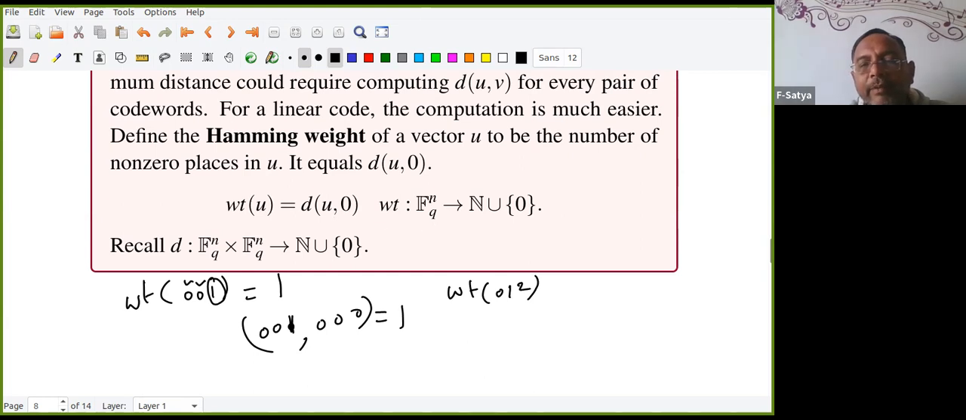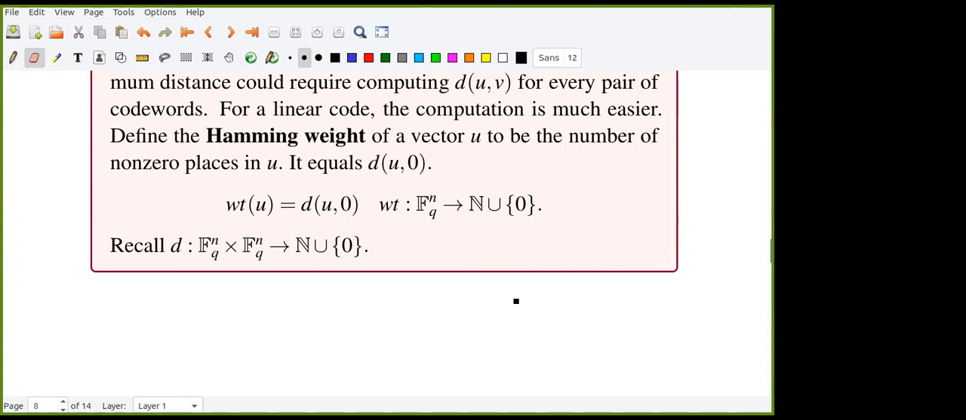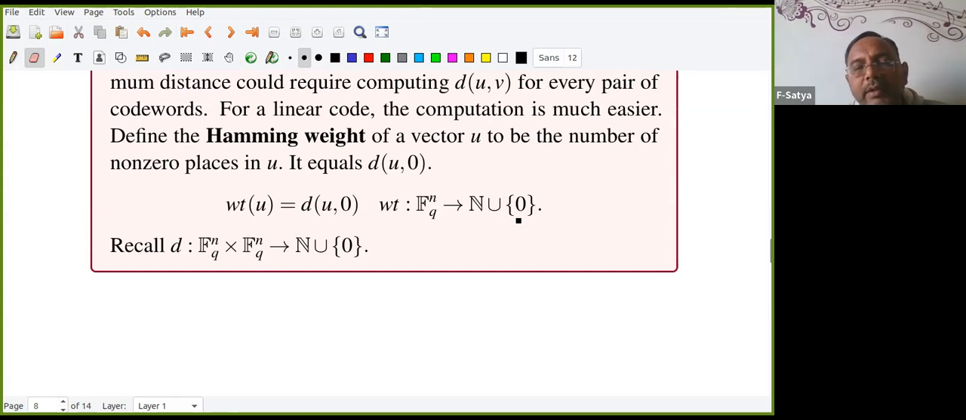Weight is a map from any F_q^n, and I give a number to it, a natural number or even 0. Why did I put 0? That is the question. Because the 0 vector is there. What is the weight of the 0 vector? 0. So to include the 0 vector also, I put that.